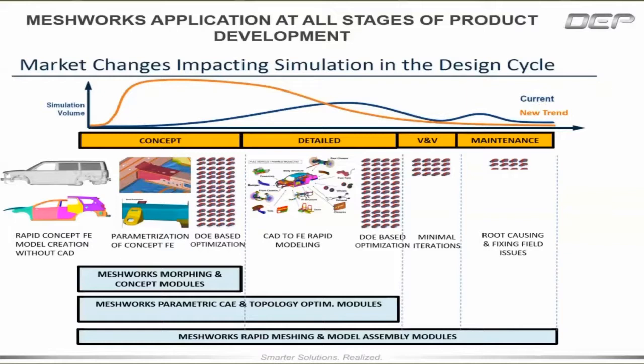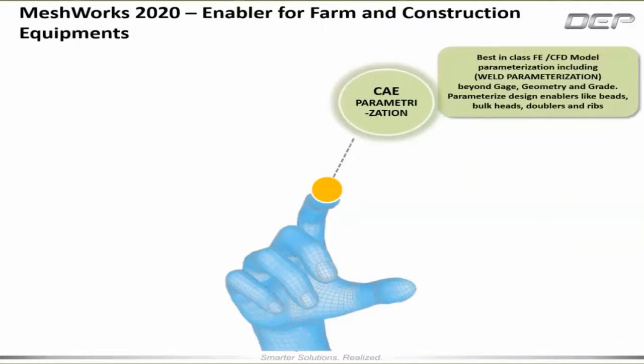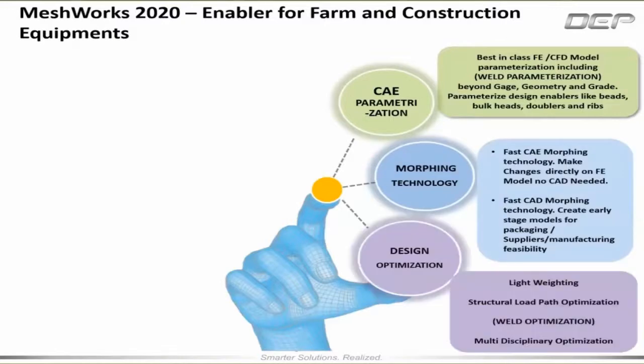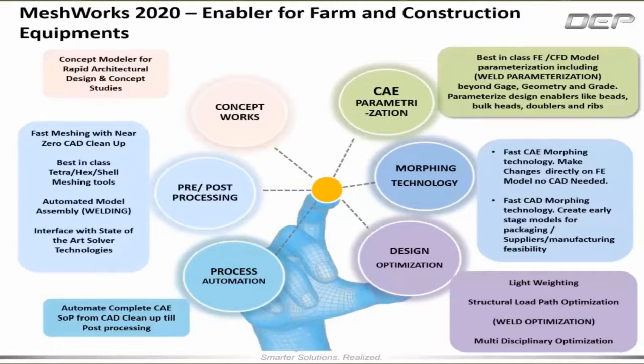As we go into the next slide, it gives you a brief idea of how the MeshWorks 2020 toolset, what we discussed in the previous slide, lines up for farm equipment in general. So we are going to see in the demonstration today the application of each of these bubbles that you see in the picture, where we are going to see how, upfront in the concept stage, MeshWorks is going to help you from the morphing standpoint as well as the concept works standpoint.